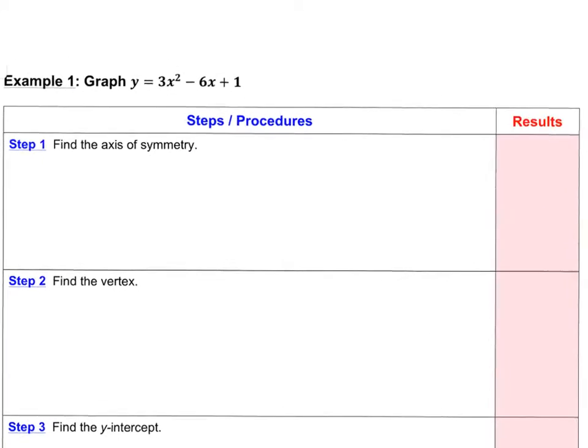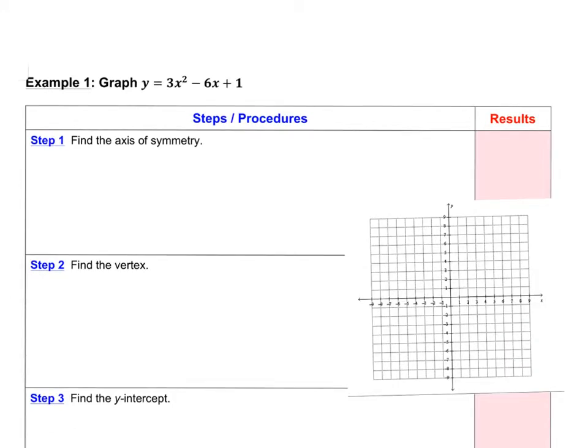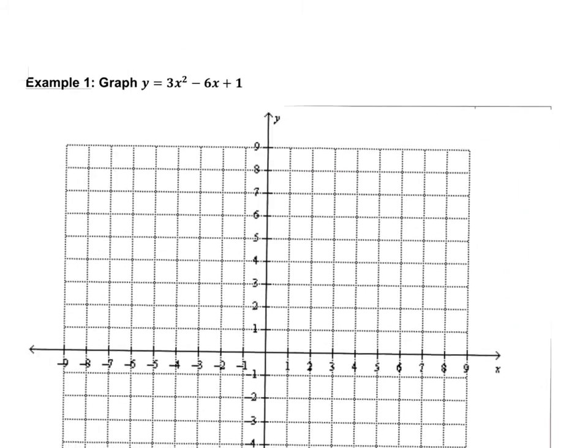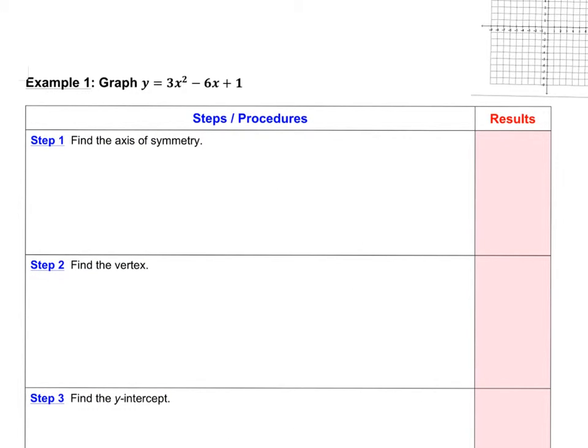Step 1 is to find the axis of symmetry. So in order for me to graph that function on this coordinate plane, before I do that, we need to find the axis of symmetry. And hopefully you remember already, axis of symmetry is x equals negative b over 2a.